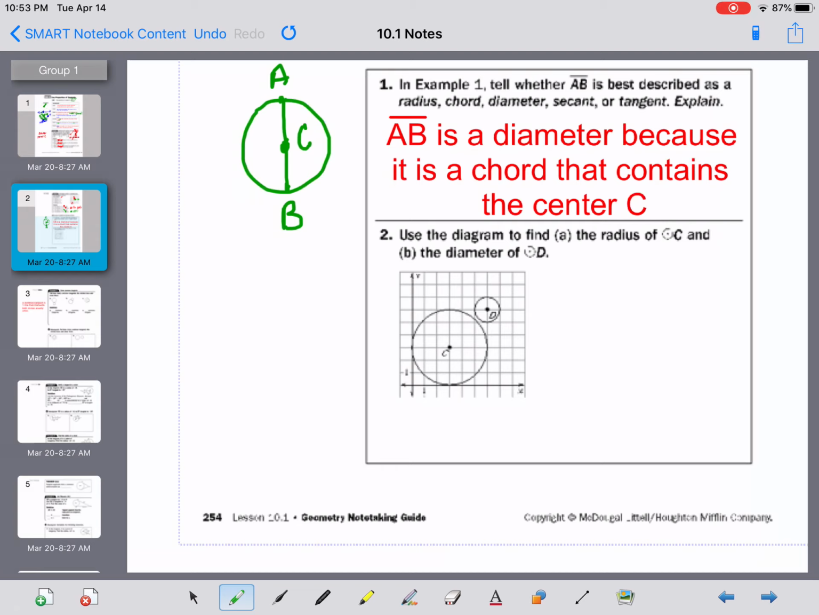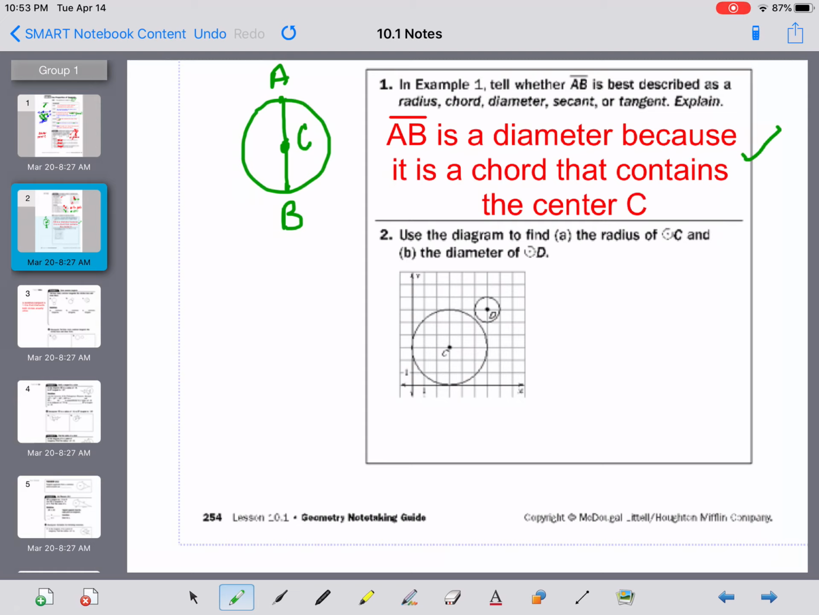And because it went through the center C, we know AB is a diameter. AB is a diameter because it's a chord that contains the center C. Quick side note here, if you're asked to name a chord, you may name a diameter as the chord or any other segment as a chord. So just know that diameters can have 2 names, both diameter and a chord.